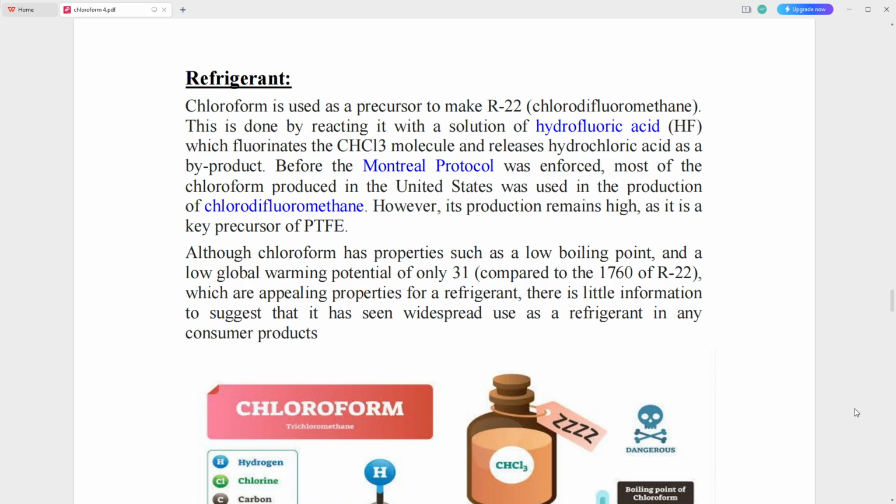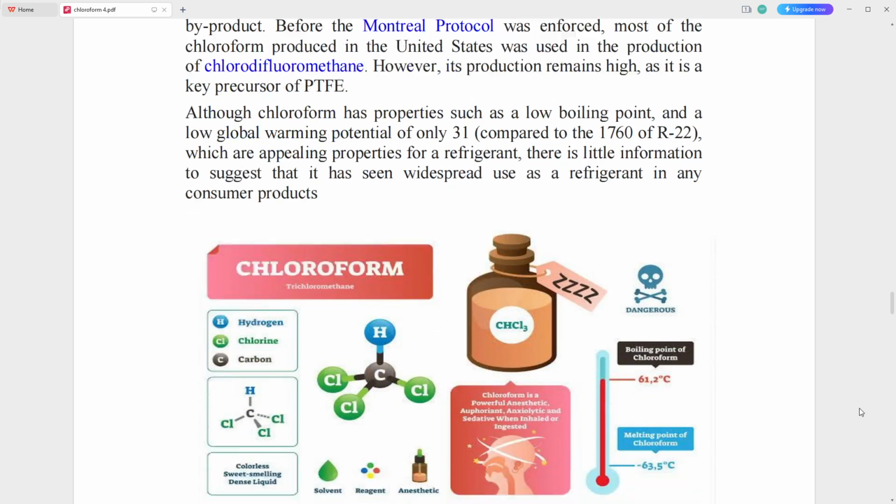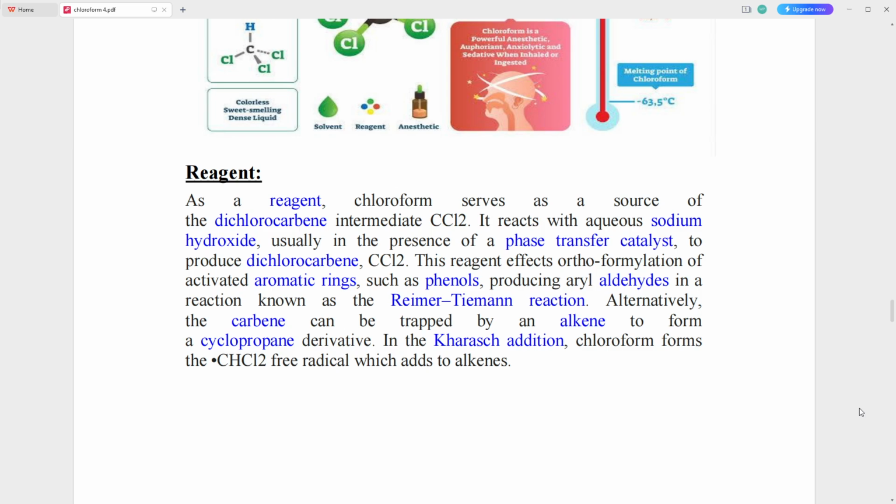Although chloroform has properties such as a low boiling point and a low global warming potential of only 31, which are appealing properties for a refrigerant, there is little information to suggest that it has seen widespread use as a refrigerant in any consumer products. It is also used as a reagent.